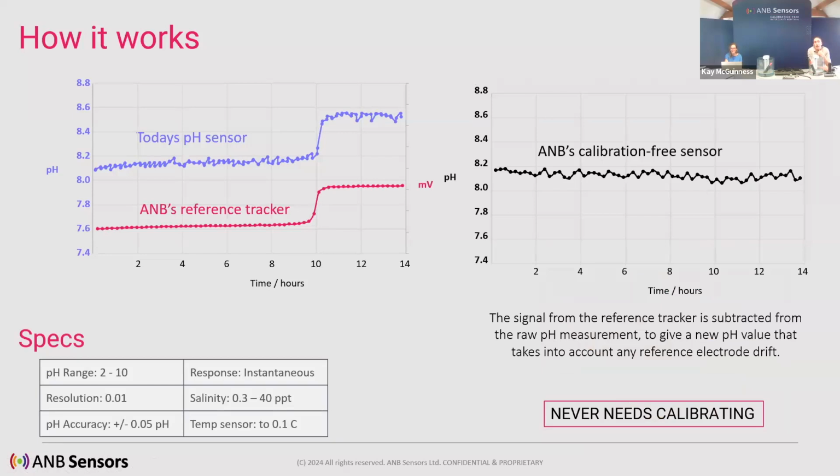This allows us to give specs around pH range 2 to 10, resolution of 0.01 and accuracy of 0.05. The sensor on the B9 firmware that's released on the website covers the range 0.3 to 40 ppt salinity, and the temperature sensor has a 0.1 degrees C accuracy. The unique advantage of our reference tracker is it also outputs salinity as a direct measurement and conductivity as a mathematical calculation from the salinity measurement, making us a calibration-free salinity, conductivity, temperature, and of course pH sensor, and it never needs calibrating.